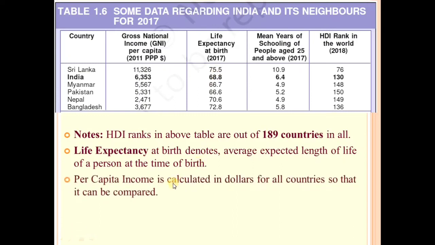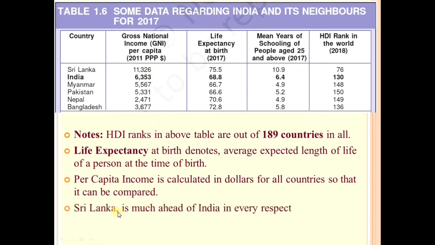Per capita income: here we can see gross national income. It is, in short, national income per capita. National income per capita is nothing but per capita income, or per person income, in that particular country. It is expressed in dollar terms. As per 2011 data, it is given for India as $6,353 per person per annum.